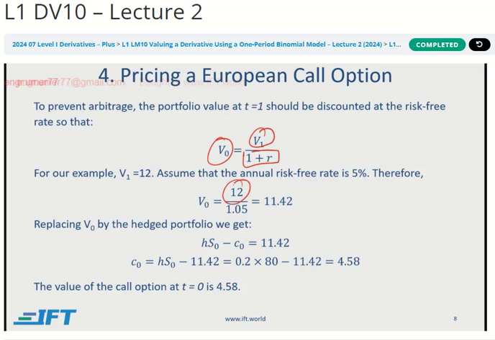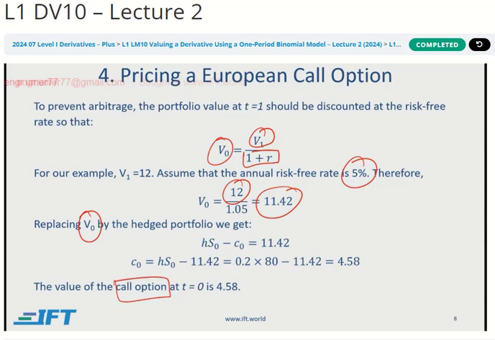So whether up or down, the value is 12. The risk-free rate is 5%. So you divide it by 1.05 and you get to 11.4. Now this is almost done. Now we know the value today, but what we need to know is the call option value today.